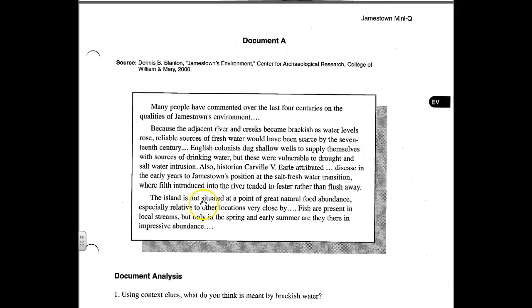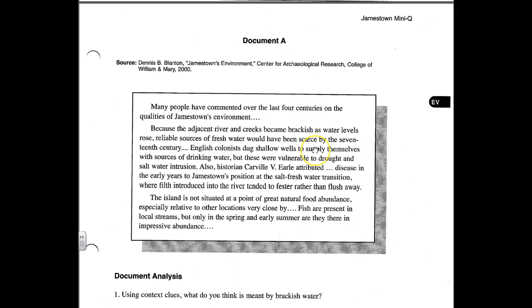The island is not situated, Mr. Blanton goes on, at a point of great natural food abundance, especially relative to other locations very close by. Fish are present in local streams, but only in the spring and early summer are they there in impressive abundance. So what this piece by Dennis Blanton is doing is telling you about some of the challenges that were faced by Jamestown's early settlers.